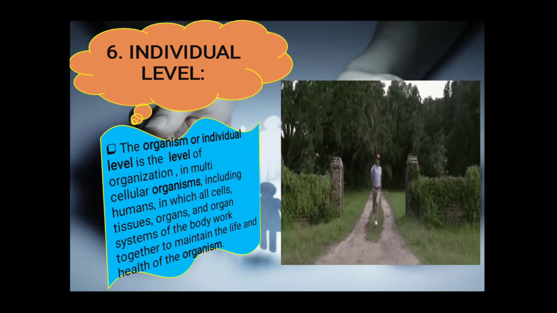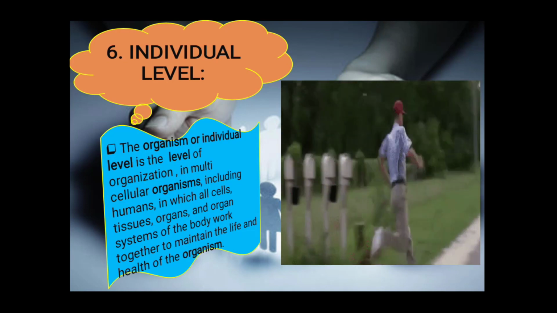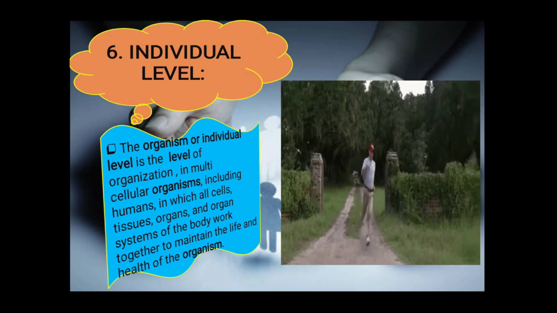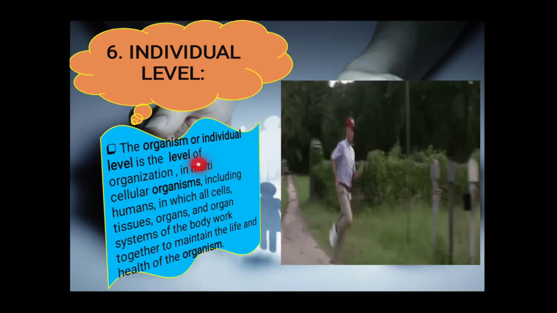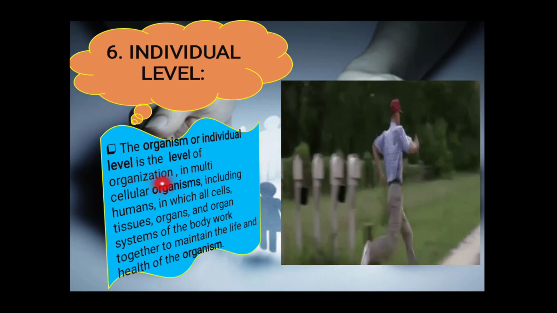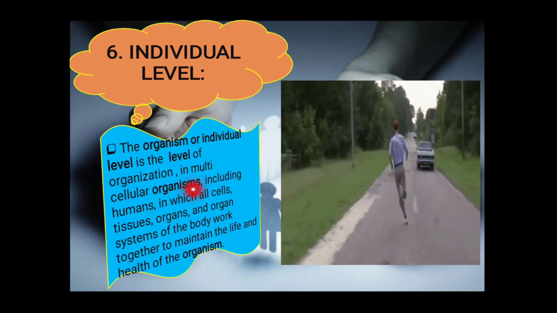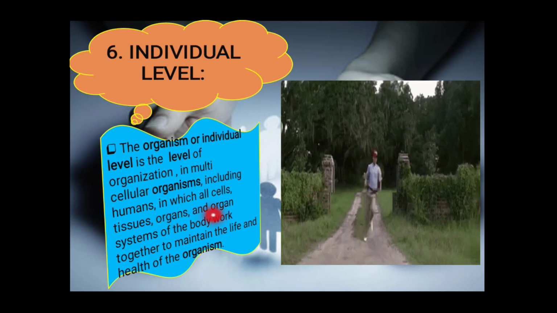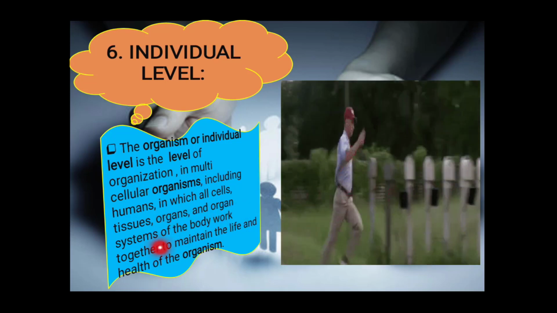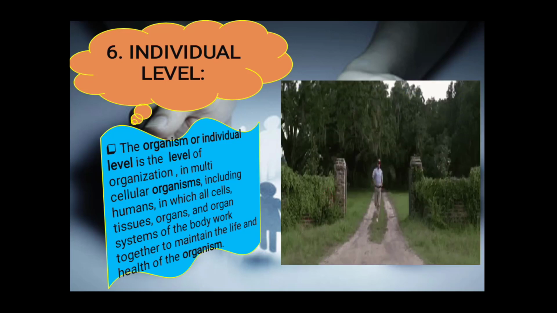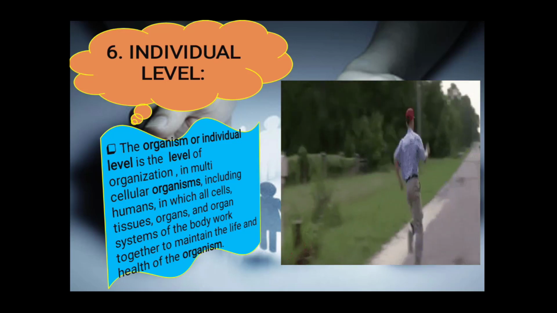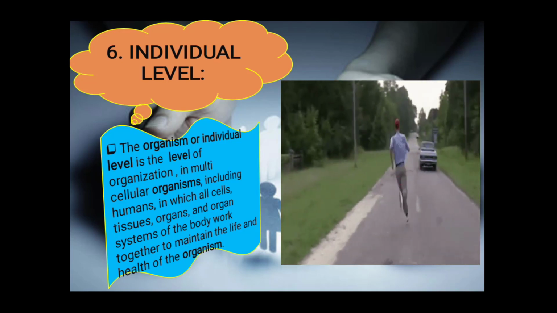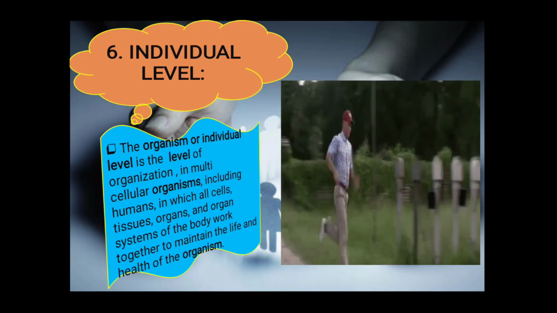Now, the sixth level of biological organization is the individual level. The organism or individual level is the level of organization in multicellular organisms, including humans, in which all cells, tissues, organs, and organ systems of the body work together to maintain the life and health of the organism. Or we can simply say that in the individual level or organism level, cells, tissues, organs and organ systems work together and perform function for an individual.